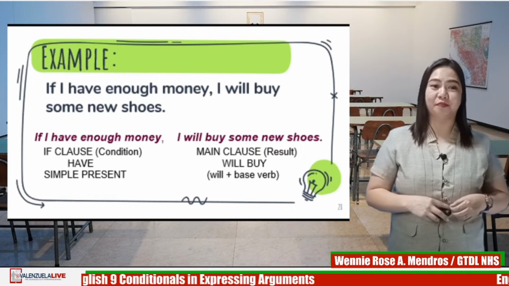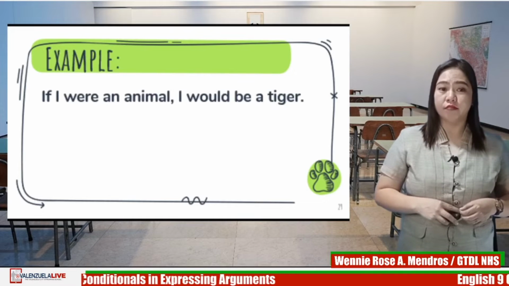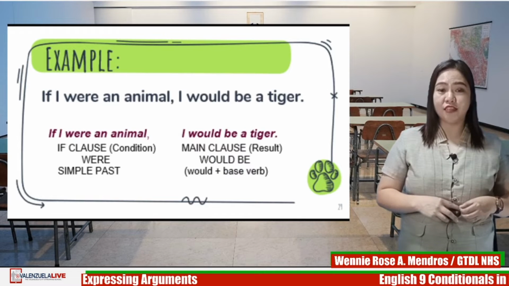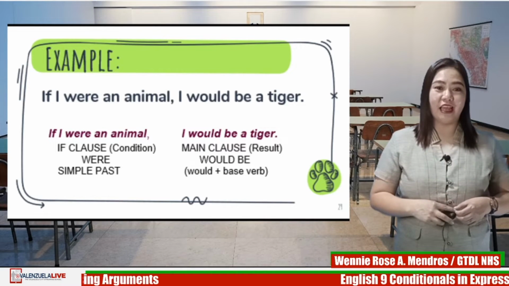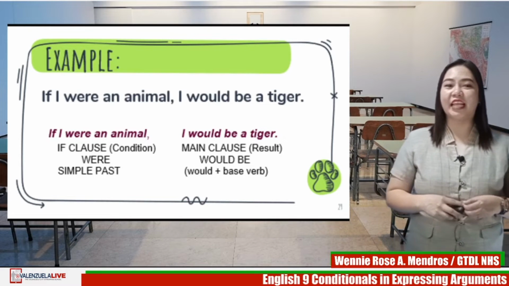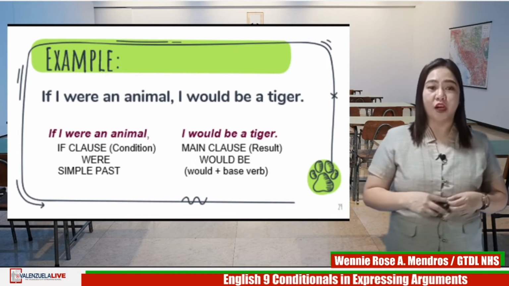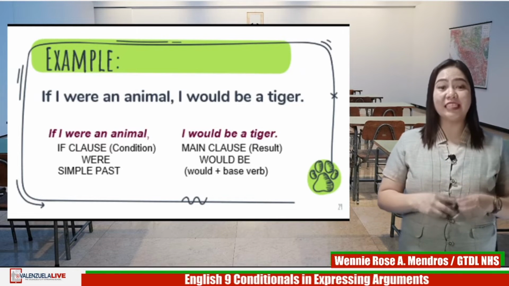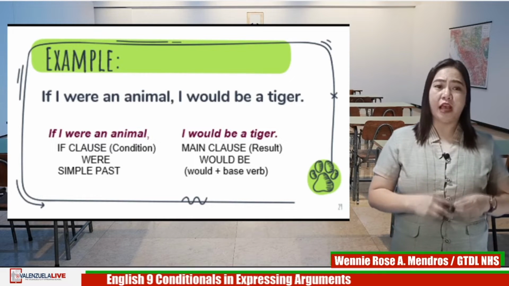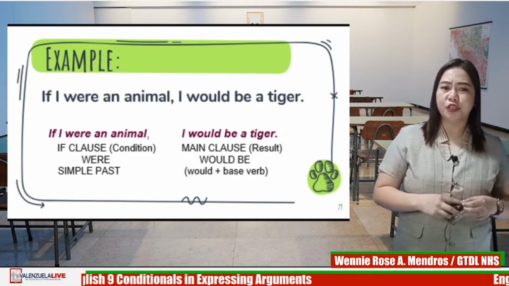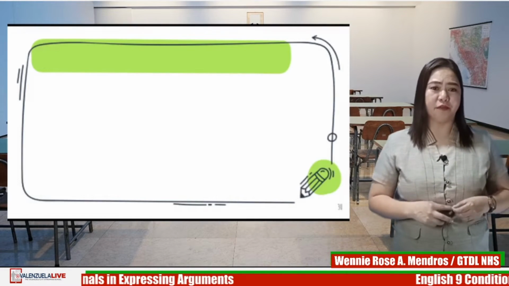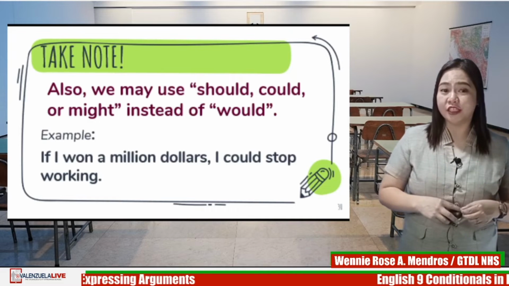Here's the next example. If I were an animal, I would be a tiger. As you can see, we use the simple past tense in the if clause, and would be is would plus the base form of the verb in the main clause. Take note, we use were instead of was, even though I is singular, because the sentence is in the subjunctive mood. A subjunctive mood pertains to a hypothetical situation. Also, sometimes we use should, could, or might instead of would. For example, if I won $1,000,000, I could stop working.